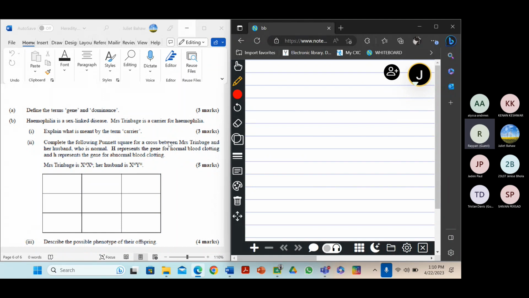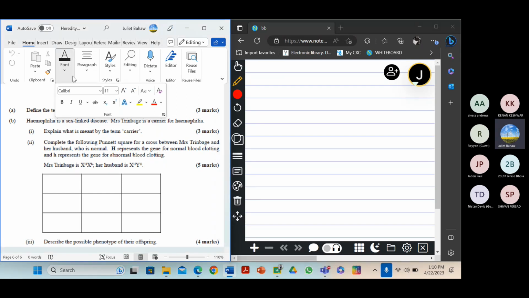A gene, miss, is the basic unit of inheritance and is made out of 2 alleles, and dominance is used to describe an allele that is expressed. Very good. And that's 3 marks that this question carries, so very good. Moving on to the important thing now.